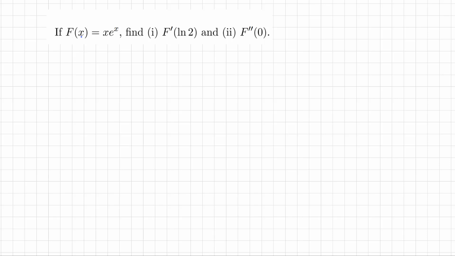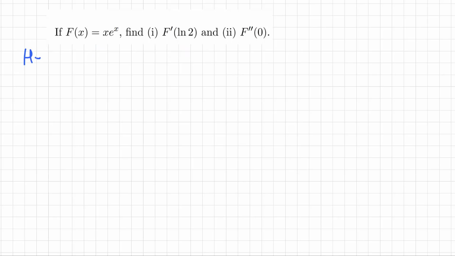If f(x) is x e^x, find in number 1 f prime of ln 2 and f double prime of 0. So this is the function given here. F prime of ln 2 means we need to find the derivative of this function first, then replace x by ln 2. Okay, so let's find the derivative of this function.